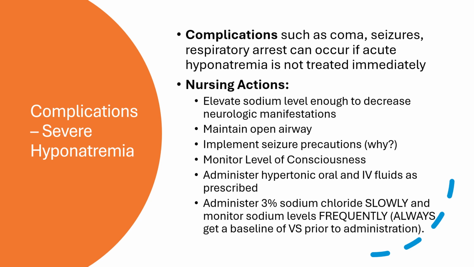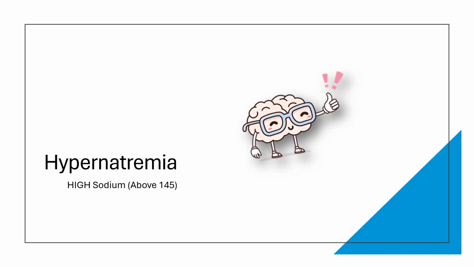So I want to know what their blood pressure is before I use it, and I want to administer this very slowly. All right, this next one we're going to be talking about is hypernatremia, which is sodium that's above 145.